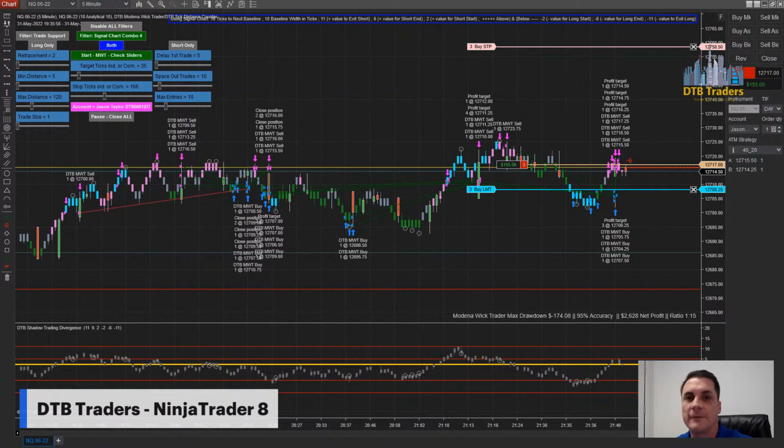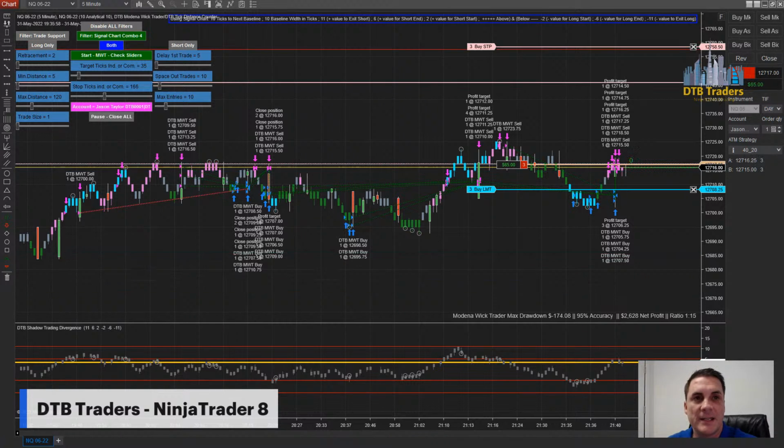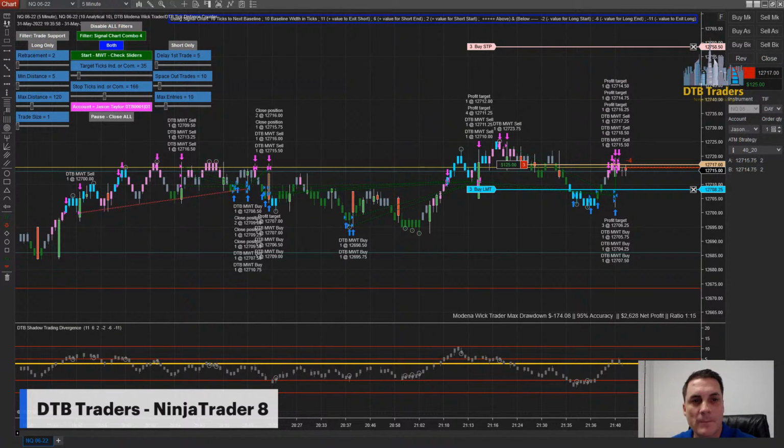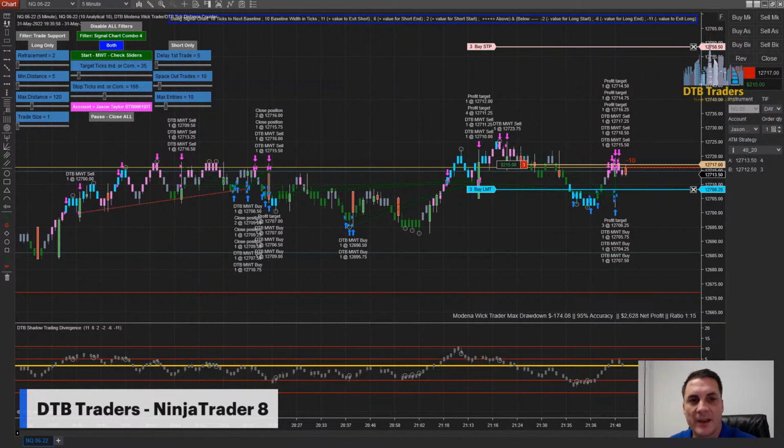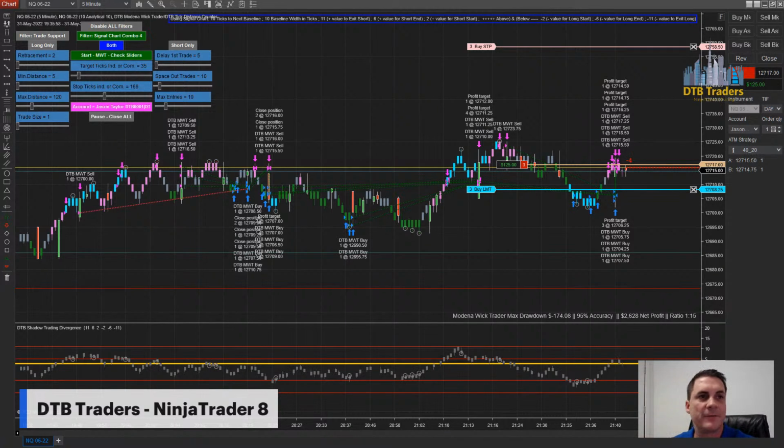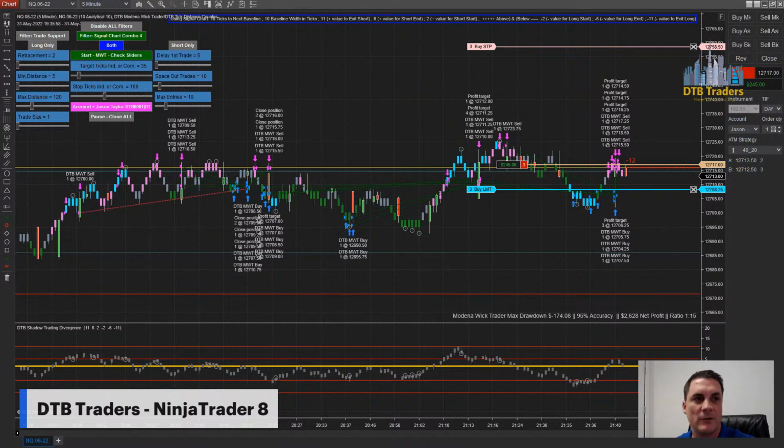In the folder for the strategy, you're going to notice there is a folder there called DTB Modena Wick Trader Strategy. So I'll just bring that up on my screen over here. Let me just find it. Okay, and the strategy itself. All right, I shall bring up the document for the indicator, because the indicator really gives details of how the strategy works.